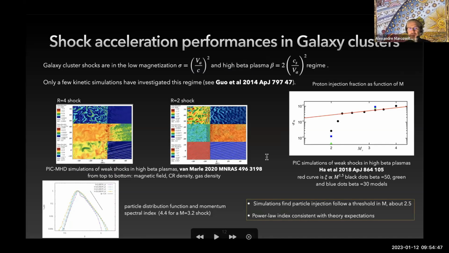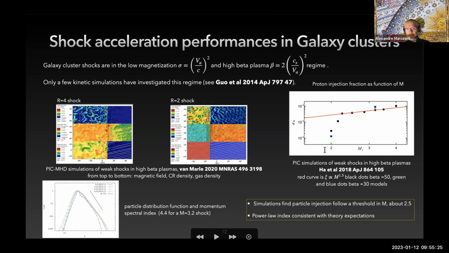So let me talk about shock acceleration performance in a galaxy cluster. As I told you, it's a low magnetization, high beta regime. There have been several investigations in this high beta regime using kinetic simulation. Here I show you a combination of two recent works by Van Marle and our Korean colleagues Ha, Ryu, and Kang. We investigate the way the particle can be injected in this high beta plasma.